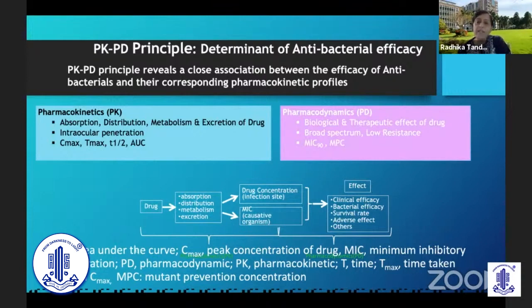And the pharmacodynamics is the effect of the antibiotic on the organism. This will depend upon the biological and therapeutic effect. It should have a broad spectrum, so it kills all the organisms, and it should have a low potential to develop resistance. So there's a low mutation supportive action. And then we can look at the MIC 90 rather than the MIC 50, and we can also look at the mutation prevention concentration. So these are a lot of further values to take into consideration. But this is important to understand in selecting the antibiotic more objectively and scientifically.